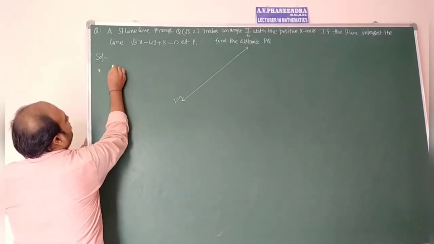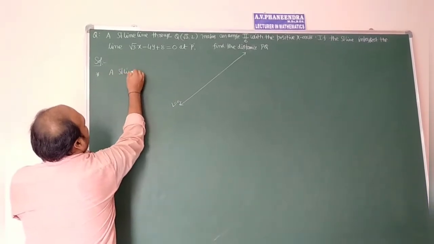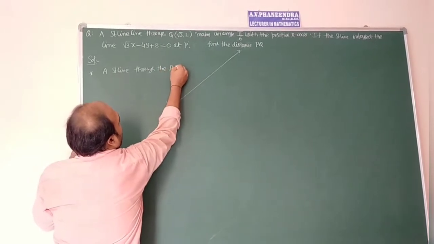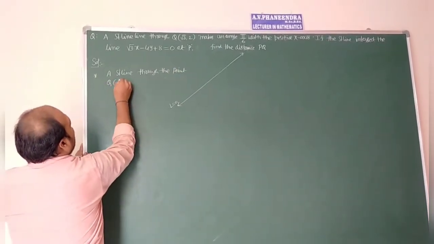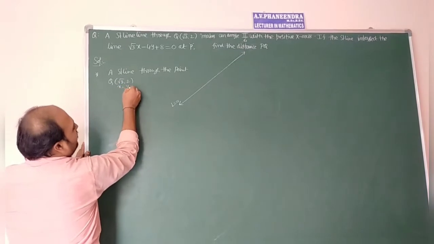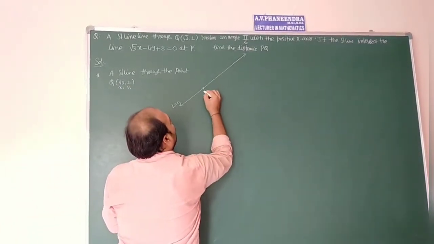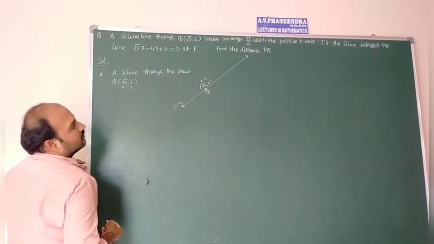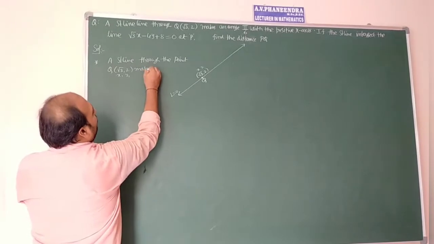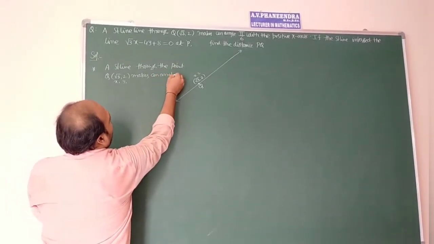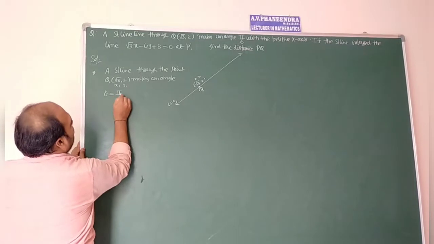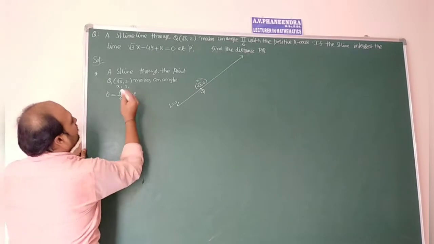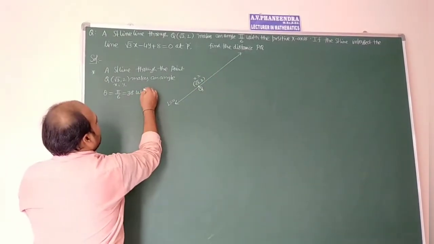First point, a straight line through the point Q of root 3 comma 2. Whenever a point is given, always take x1 y1. Q of root 3 comma 2 is x1 y1. Makes an angle theta equal to pi by 6, that means 30 degrees with positive x-axis.